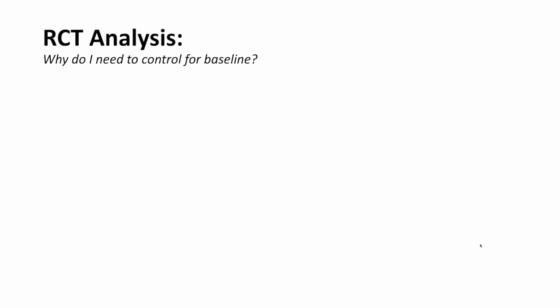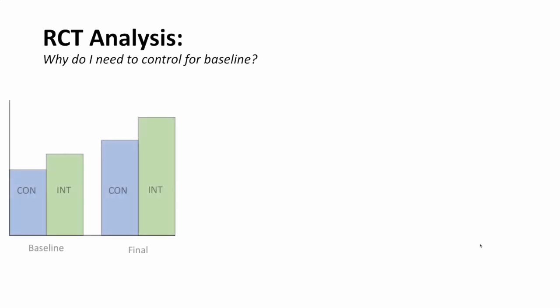So why do we need to control for baseline? Well, here I'd like to give you 3 hypothetical examples in order to help make it clear why we need to control for baseline. First, let's look at this model here on the left. Let's assume that there are 2 groups. Intervention is in green, control group is in blue, and we're looking at differences between groups at baseline and then comparing it to differences between groups at final.